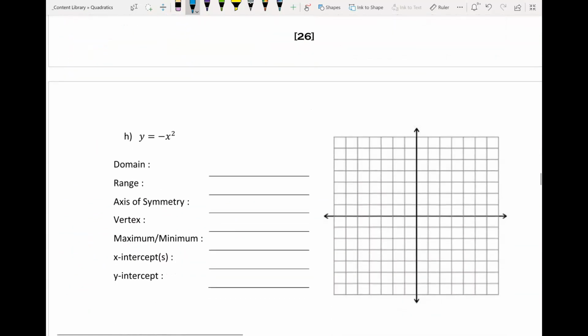For our last example, now we have a negative in front of our x squared. This means our graph is going to be upside down. And our vertex is again going to be at (0, 0), because if you read it off, this is the same thing, and this determines our vertex.